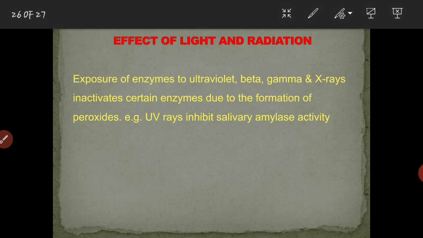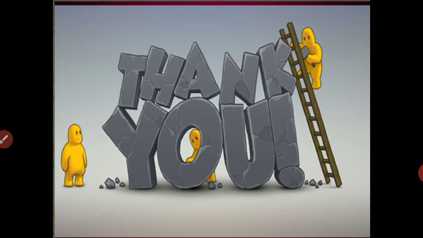And coming to the effect of light and radiation, exposure of enzymes to ultraviolet, beta, gamma or x-rays will inactivate them, due to the formation of peroxides. For example, UV rays will inhibit salivary amylase activity. That is how enzyme activity is affected when you expose enzymes to light and radiation. So with this I am finishing the factors which influence the enzyme catalyzed reaction.